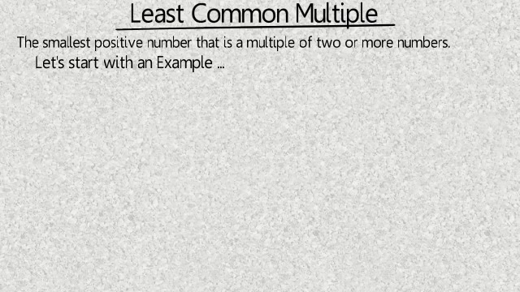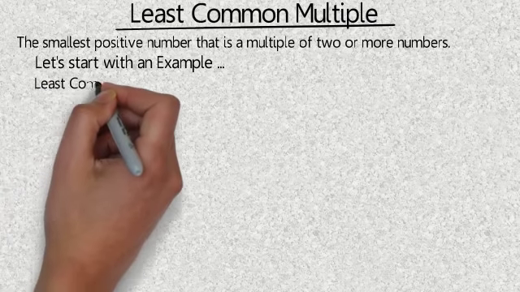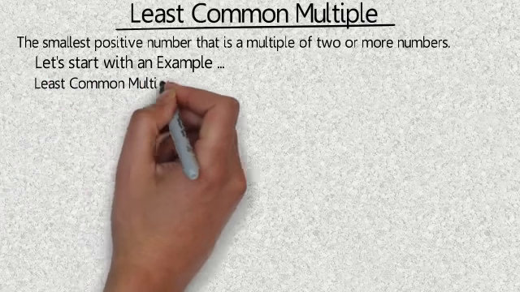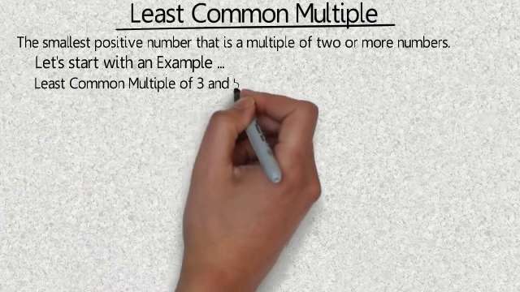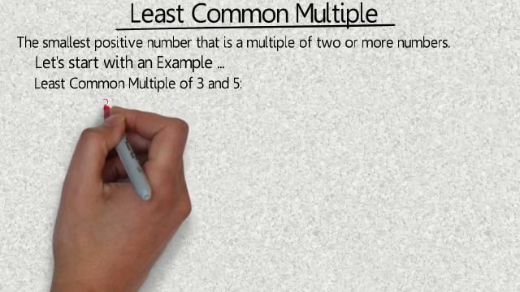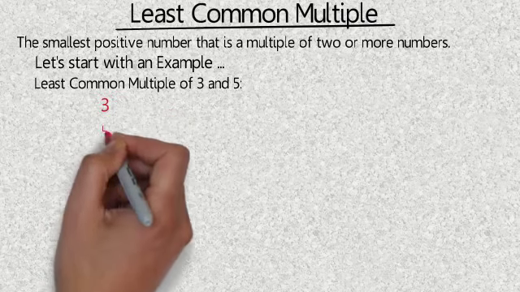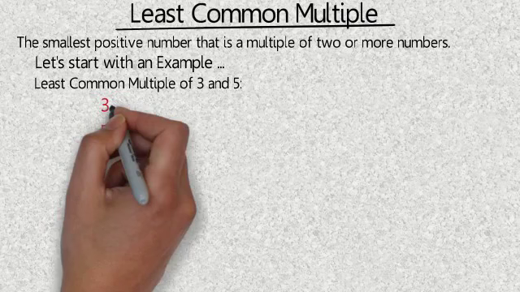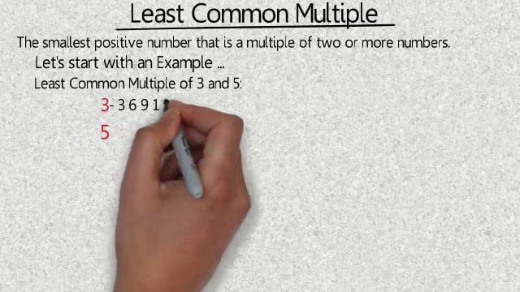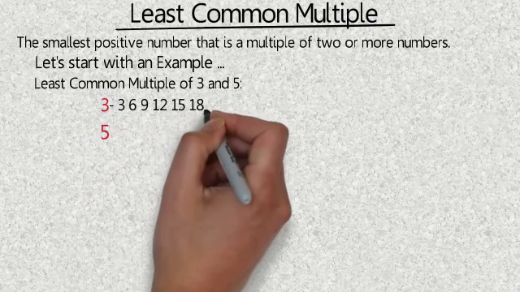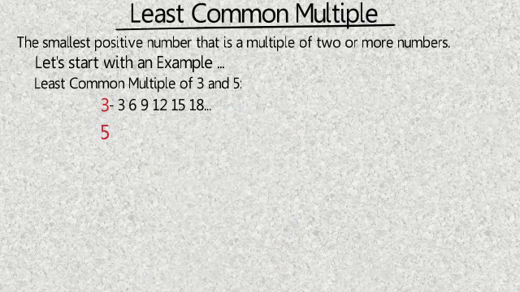Let's start with an example. Find the least common multiple of 3 and 5. So, for 3, what are the multiples of 3? The multiples of 3 are 3, 6, 9, 12, 15, 18. Those are the multiples of 3. Three times 2 will give 6.